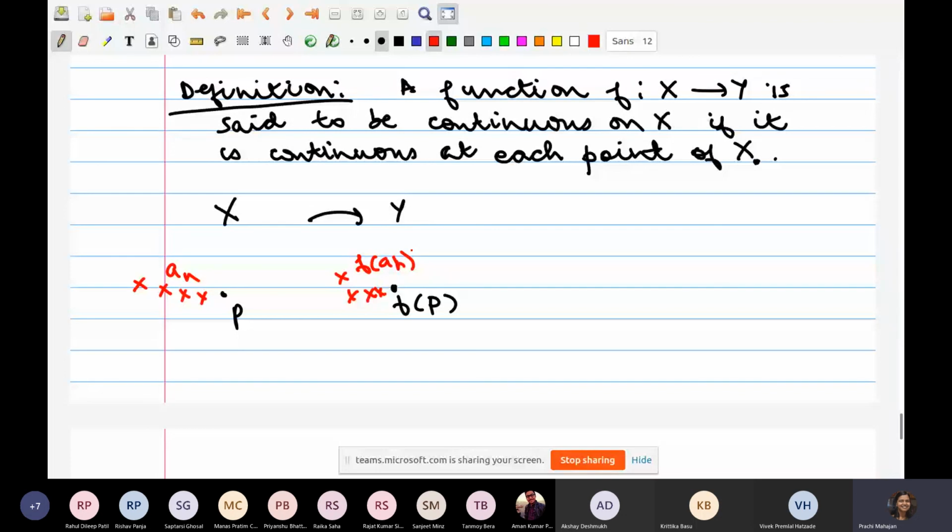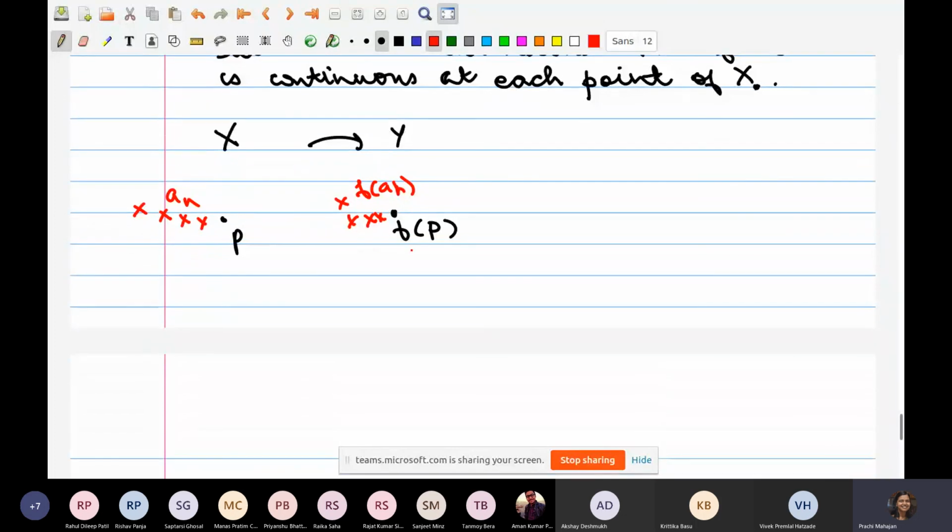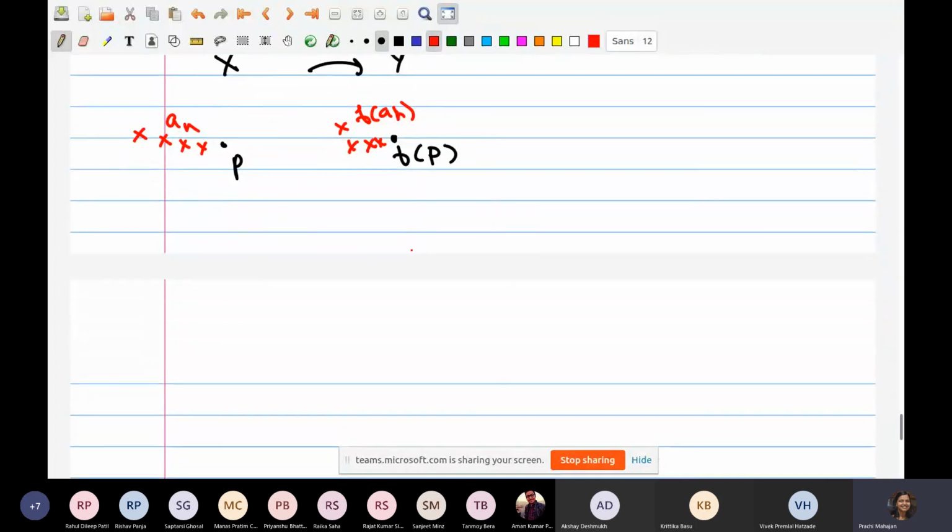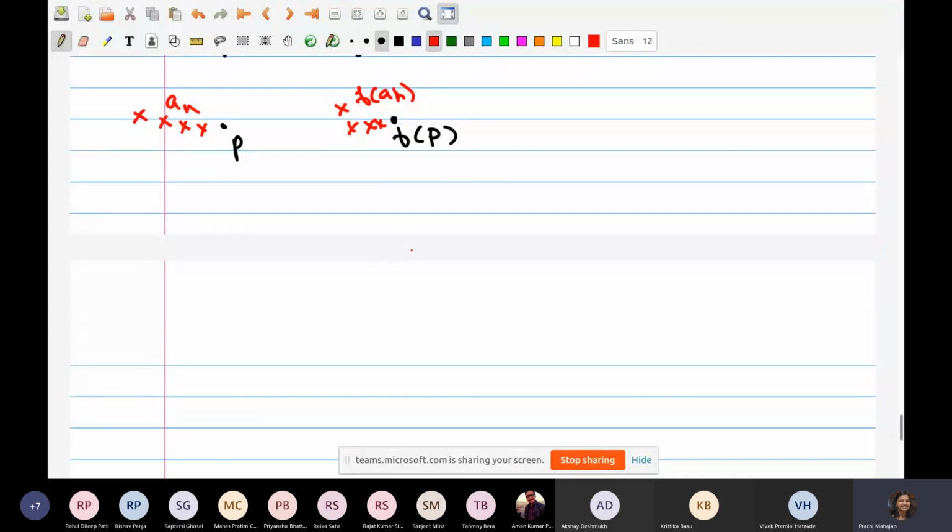And if this happens for each point in the set X, then the function f is said to be continuous. There is an equivalent criterion of continuity in terms of open sets, which is very, very useful, as we will see a little later. So in the interest of time, I'll just state that result and we will see that next time.